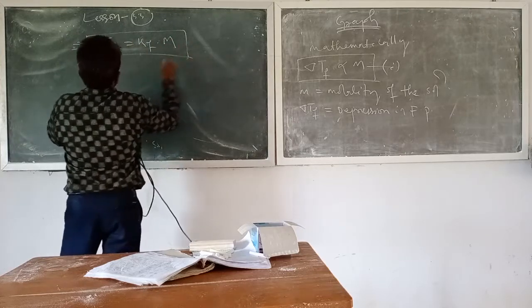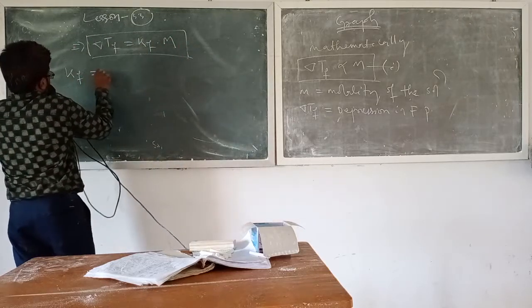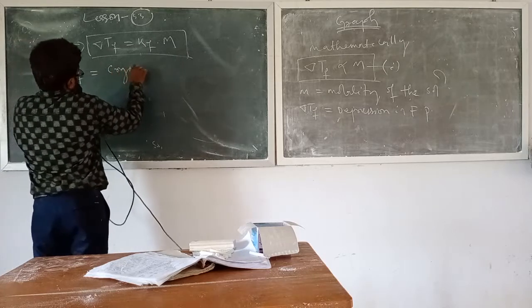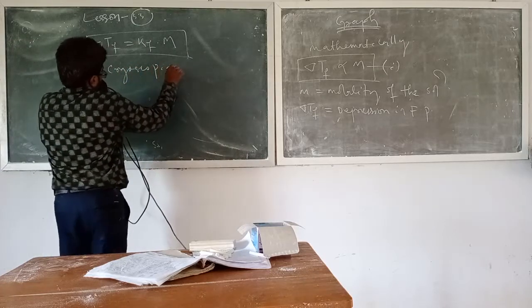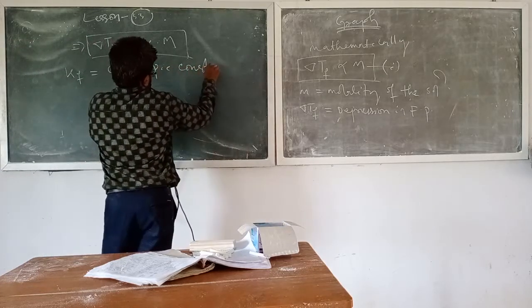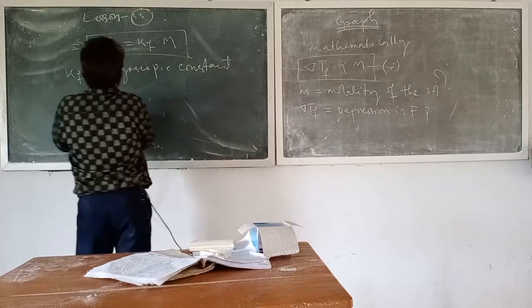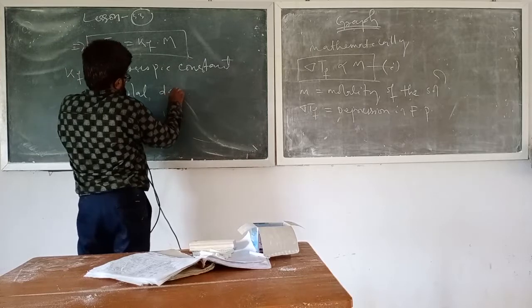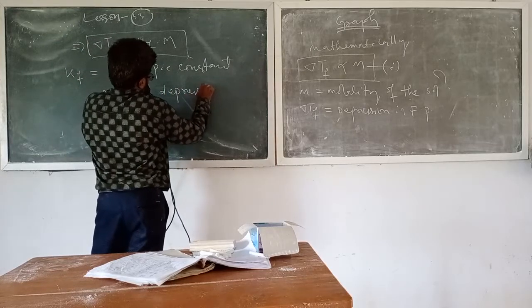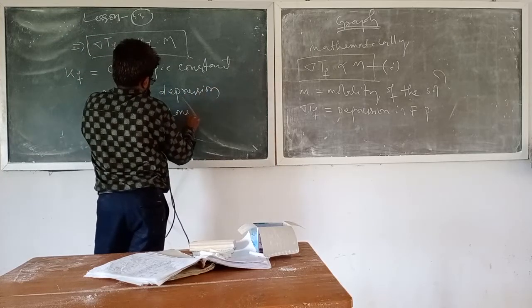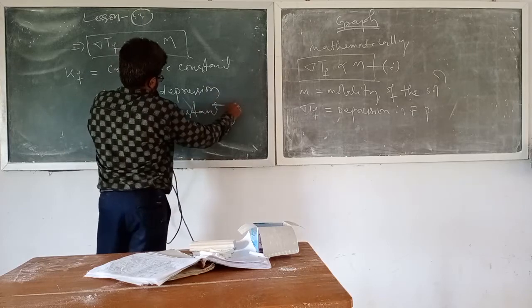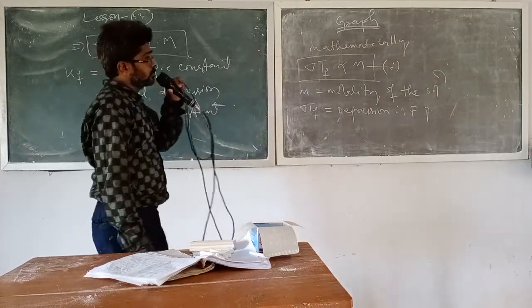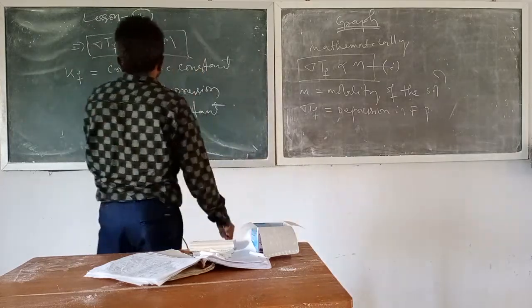Here KF is called the cryoscopic constant, or it is also called the molar depression constant. Okay, it is called the molar depression constant.